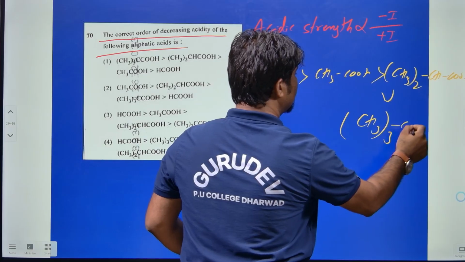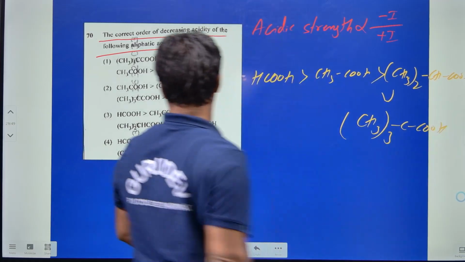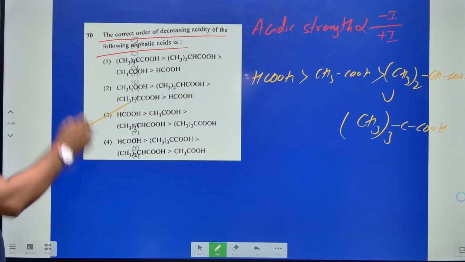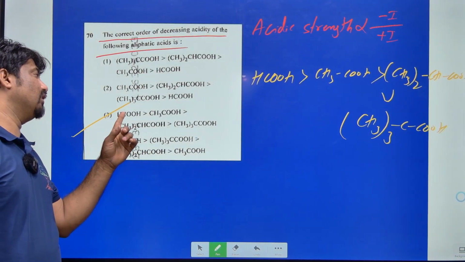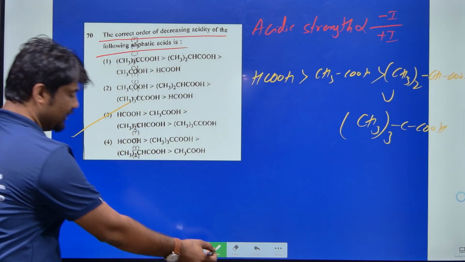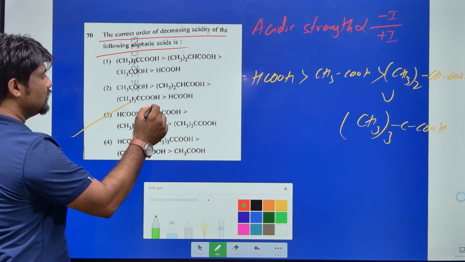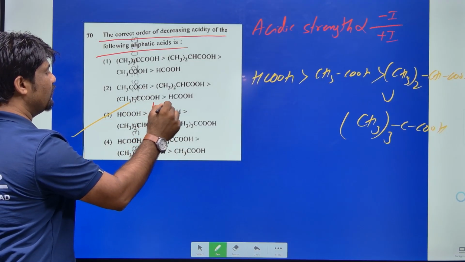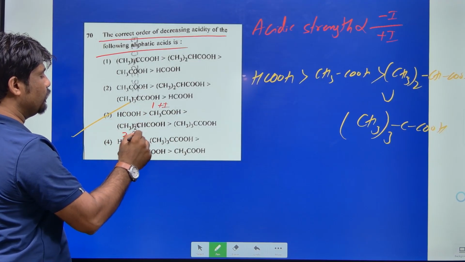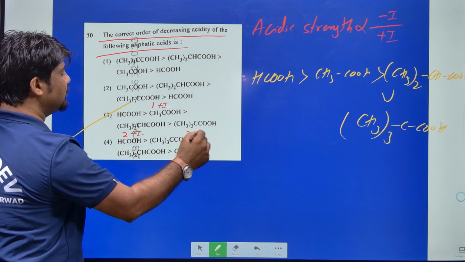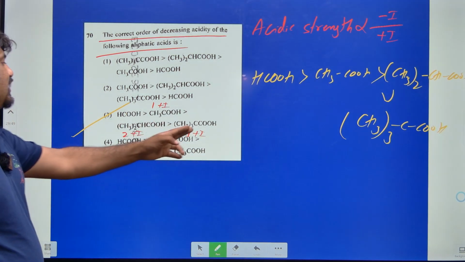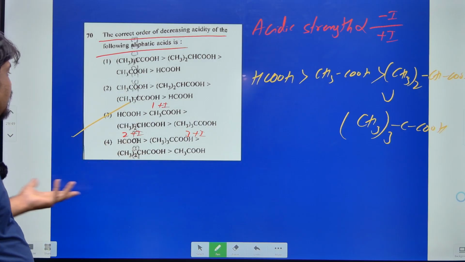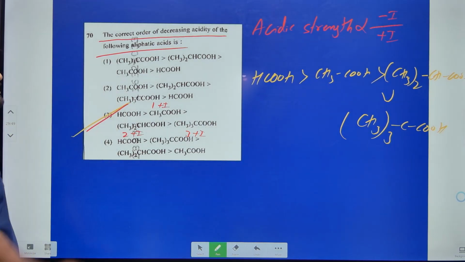So here option 3 is the right answer, because formic acid has no inductive effect. Here I can find 1 plus I effect, here 2 plus I effect, here 3 plus I effect. So the greater the plus I effect, the lesser the acidic nature. That's why answer 3 is the right answer for the question.